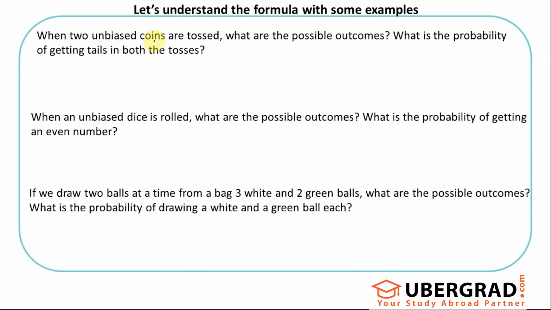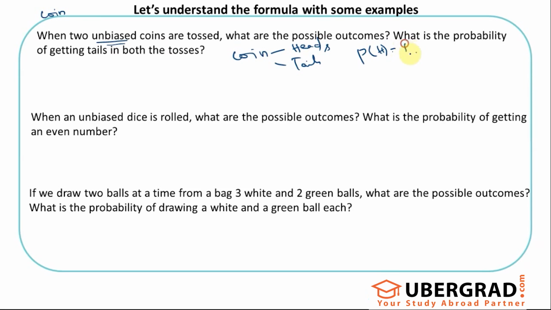So, two unbiased coins. What do you mean by unbiased coins? A normal coin. Let me talk about a normal coin. What are the possible outcomes? Heads or tails. So basically, if I ask you, these are the two possible outcomes, what is the probability of getting heads?